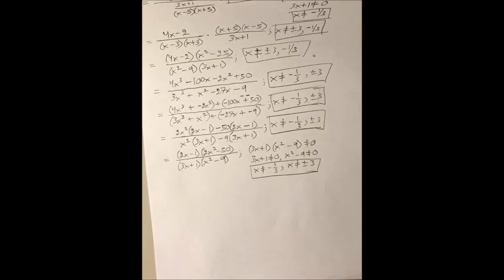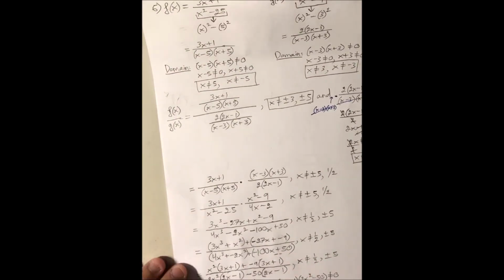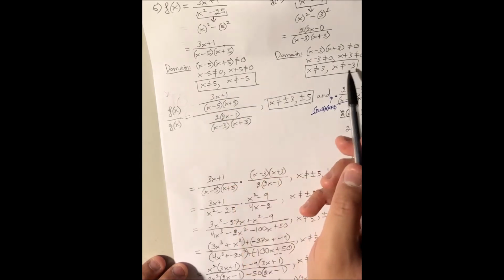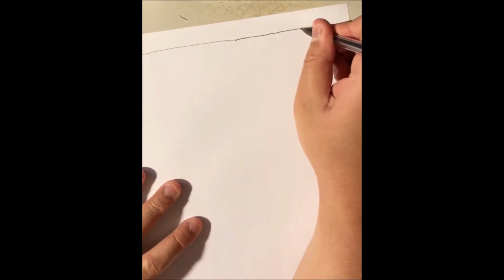How do we graph it on a number line? Well, let's see. For f over g, we have -5 and 5, -3 and 3, and we also have 1/2 here that x cannot be equal to. So I'm going to put all those five numbers on the number line first. So let me extend this out a little more.